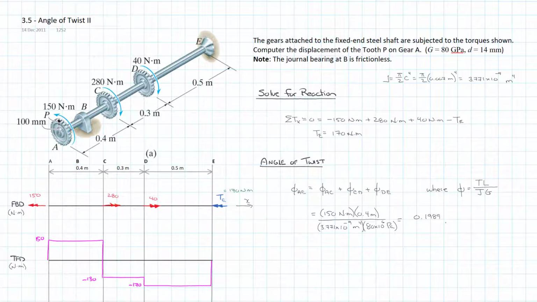radians. And then, of course, to this we have to add the angle of twist between C and D. So off our torque force diagram, we see we have a torque of minus 130 Newton meters. So it's going to be twisting it the other direction. And the length over which it's applied is 0.3 meters. And we have the same J and G. And that calculates out to be an angle of twist of negative 0.1293 radians.